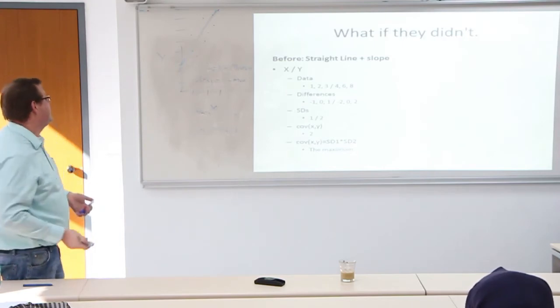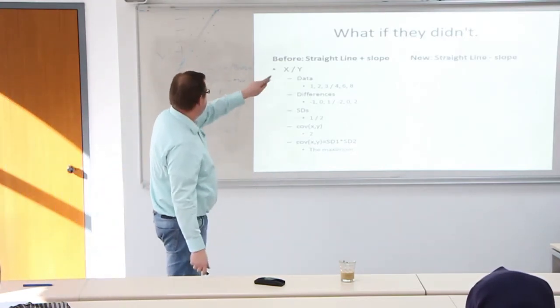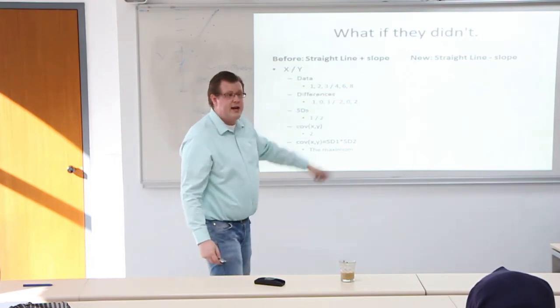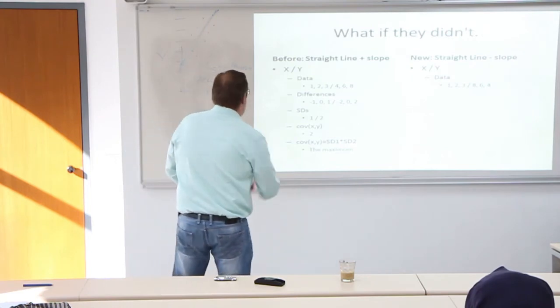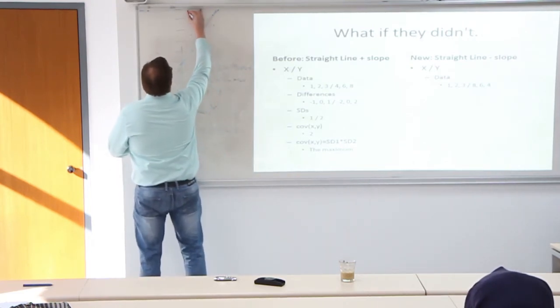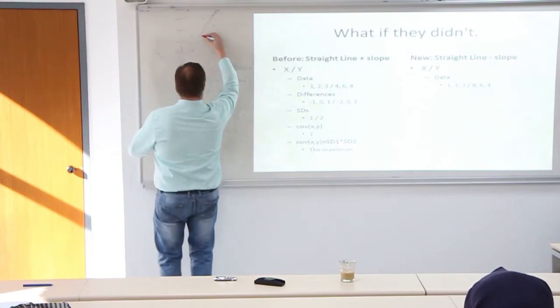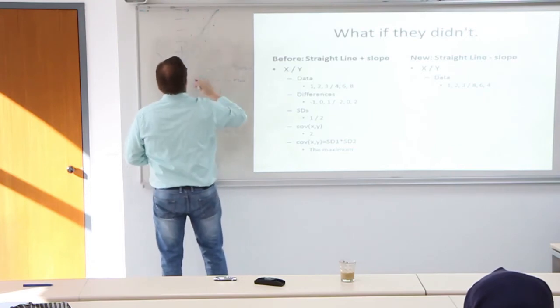So let's do a different example and see if variations affect it. Let's do another straight line, but let's change the slope. So before we had 1, 2, 3, 8, 4, 6, 8. Now we have 1, 2, 3, 8, 6, 4. So this point is the same, 6, 4. So now we have a line that looks like that, right?